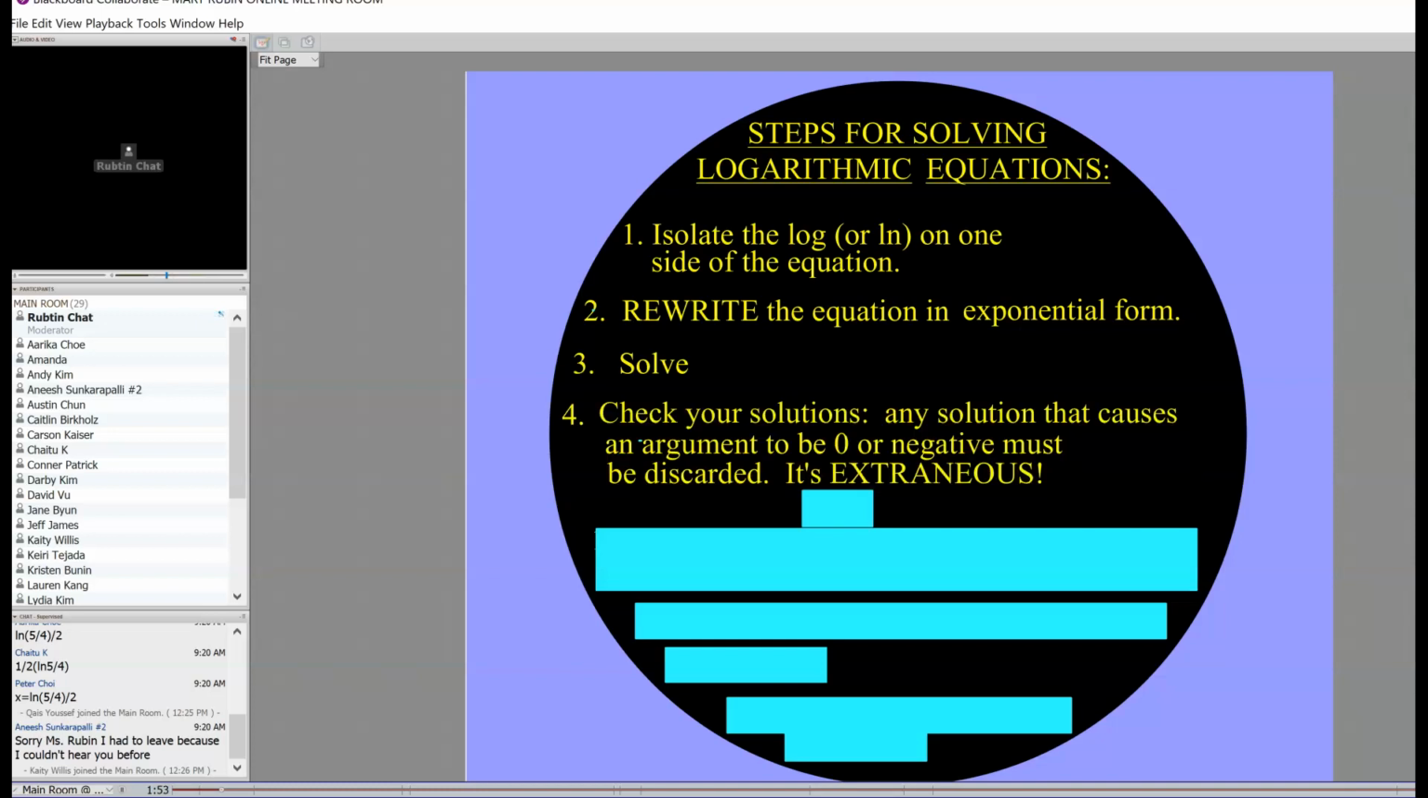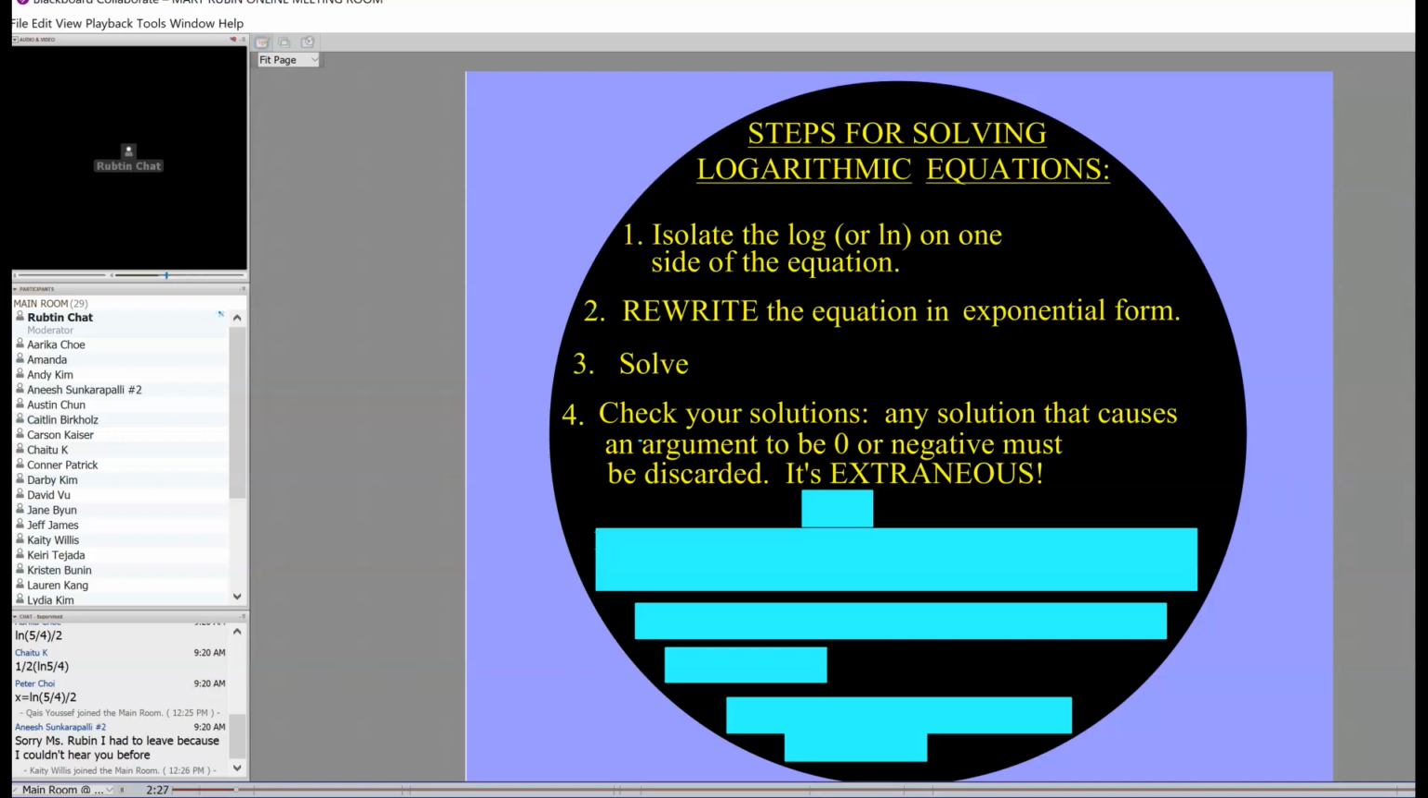We may have even talked about this, where you got to check your solutions. Anything that causes the argument, which if you have log x, x would be the argument, to be 0 or a negative number has to be discarded. It's not within the domain of a logarithm. So remember, a logarithm doesn't pass the vertical line x equals 0. So you have to discard those and call them extraneous.